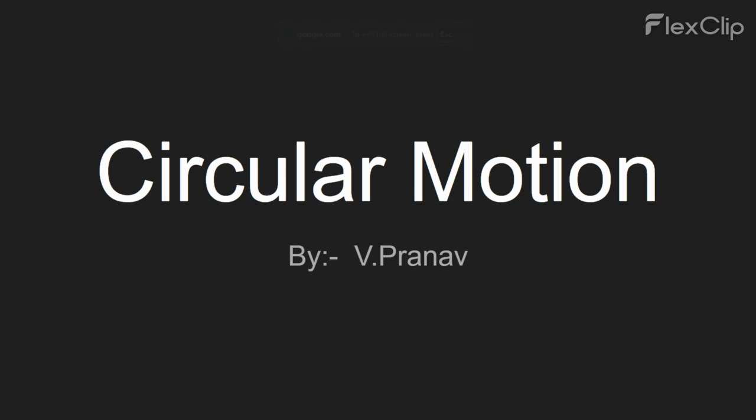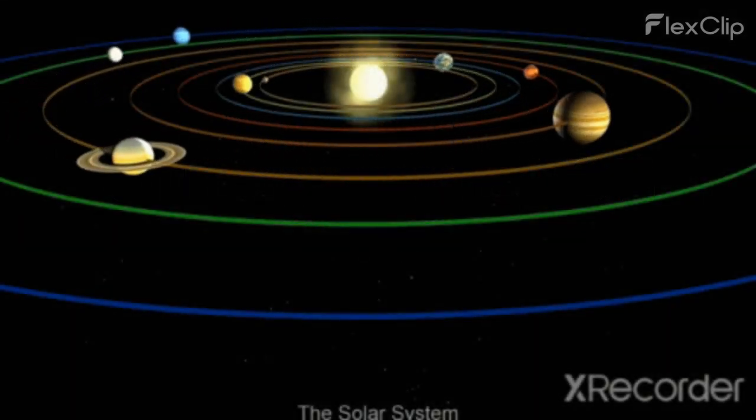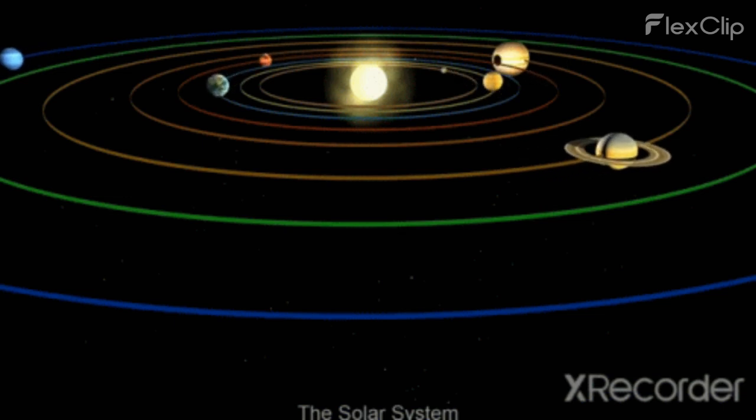Today, we're diving into an exciting topic in physics: circular motion. You see, we're surrounded by objects moving in circles, from planets revolving around the sun to the tires on your bike. But what exactly happens when something moves in a circle?